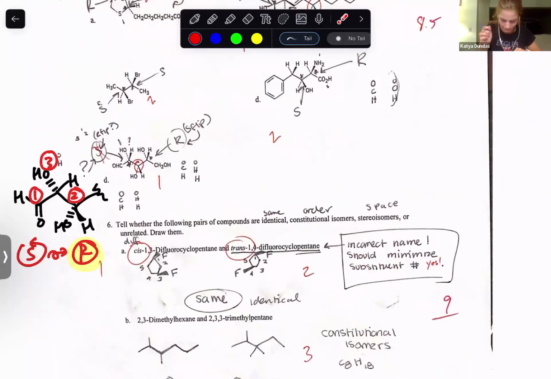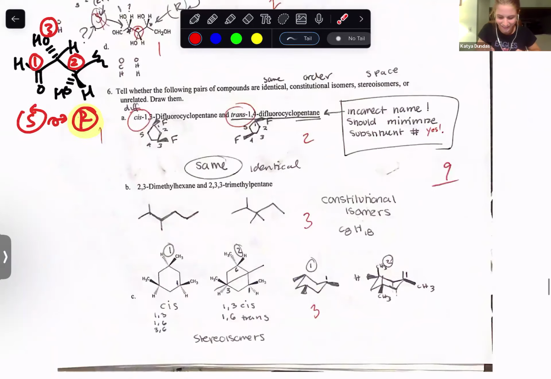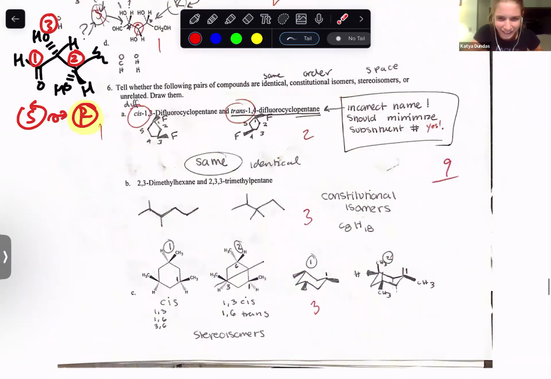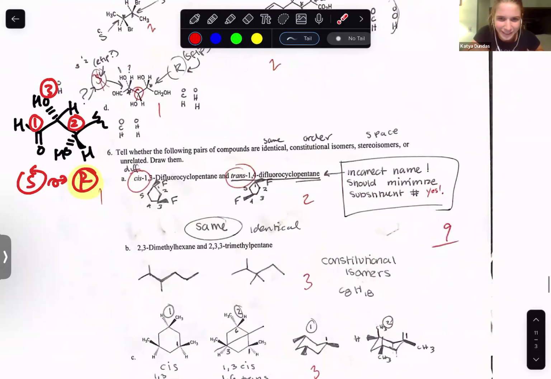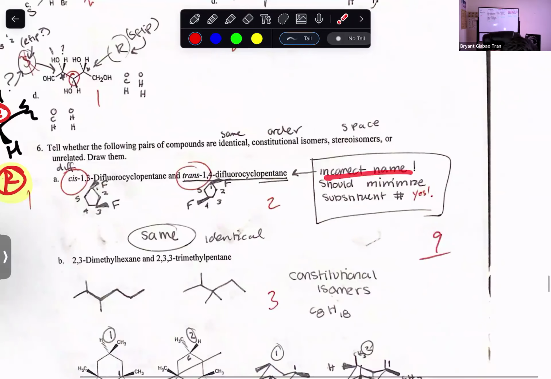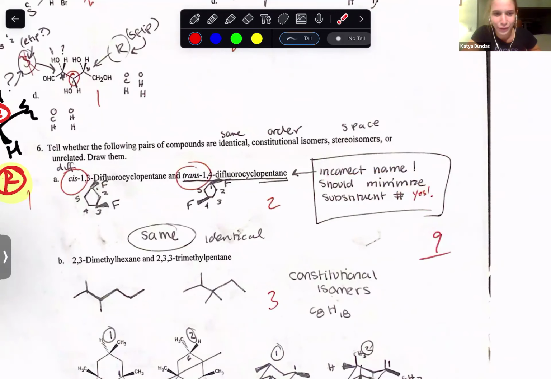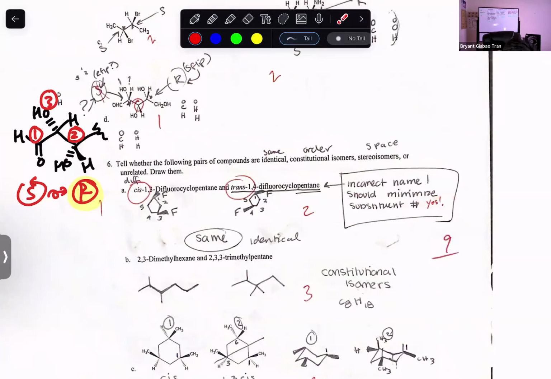And then number 6, look at what he said. I put incorrect name should minimize the numbers on number 6, and he's like, yes, they should minimize the numbers. And then I promptly answered the question with the wrong thing. I totally knew what I was talking about. I meant to say that they were the same and that they were stereoisomers, trans and cis, but I did not say that. I just said that they were the same and they're not, because he literally circled cis and trans, which is so true. They are in fact cis and trans. So that was right, just an oopsie mistake.